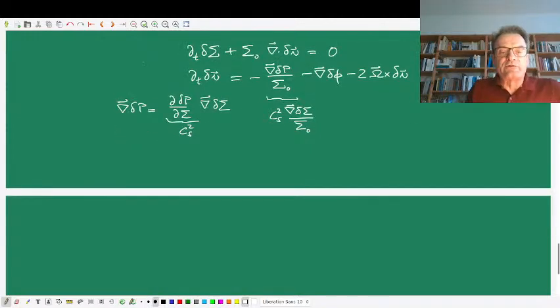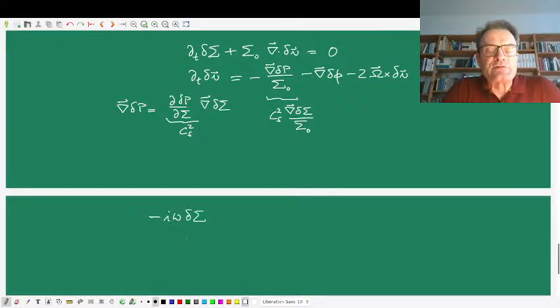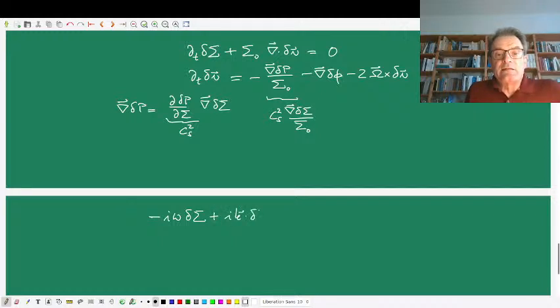And now, first of all, write the continuity equation in Fourier modes. That's going to be minus i omega delta sigma. Again, using the same symbols for the Fourier amplitudes or the plane wave amplitudes as I did for the configurations in real space. All right, now plus i k times delta v times sigma 0. That's 0.